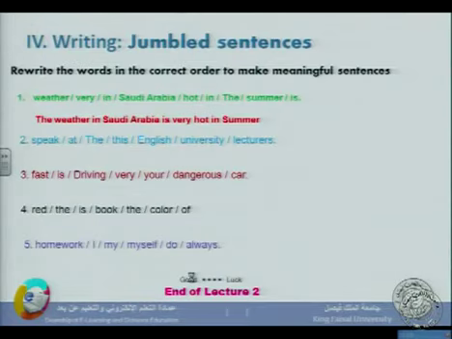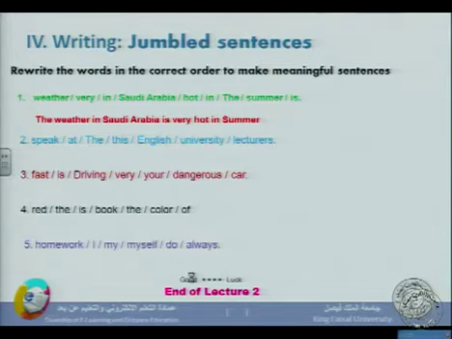Okay, for the last section we have writing. We got something called jumbled sentences. Rewrite the words in the correct order to make meaningful sentences. Jumbled sentences اللي هي الكلمات المبعثرة. يعني بيكون مش grammatical. Okay, you have to rewrite them. إعادة كتابتهم in a correct way to make a meaningful sentence. For example, weather vary in Saudi Arabia. Hot in the summer is.